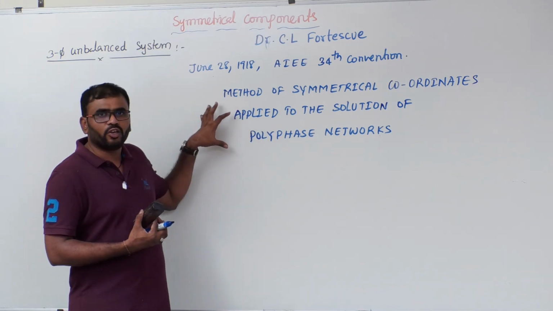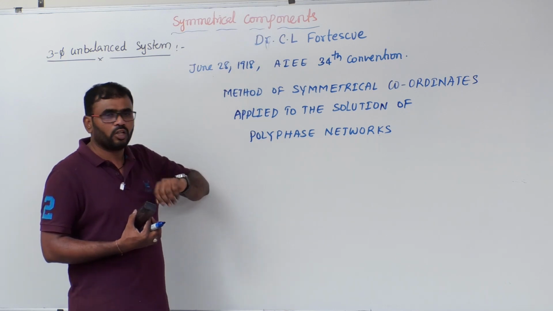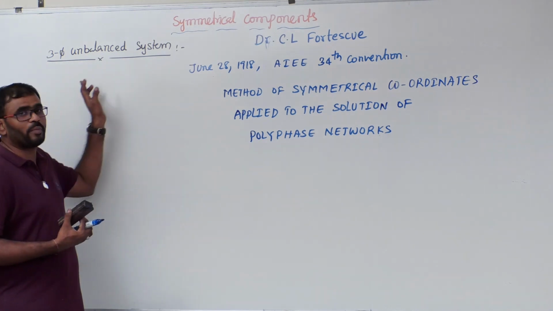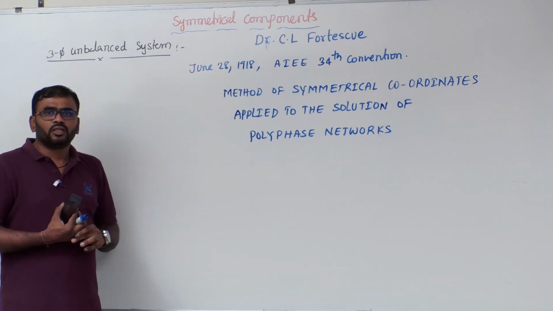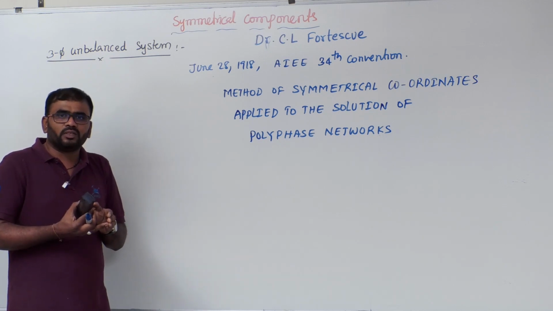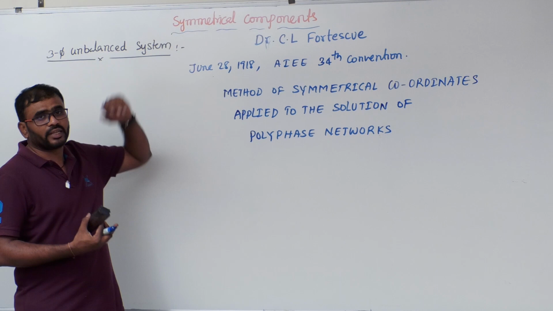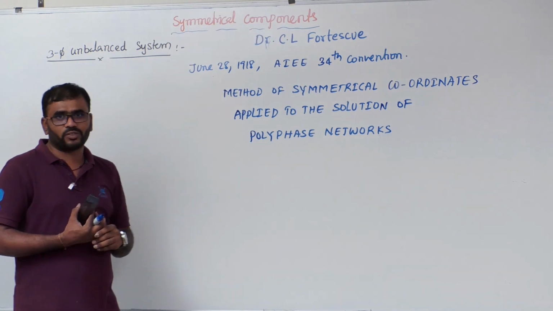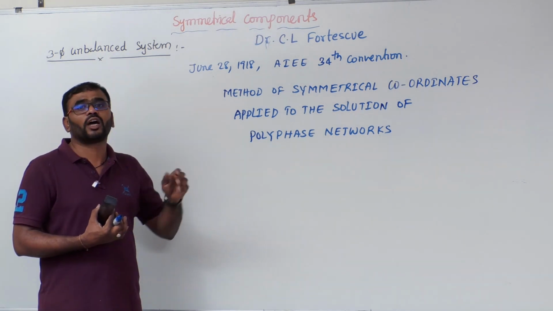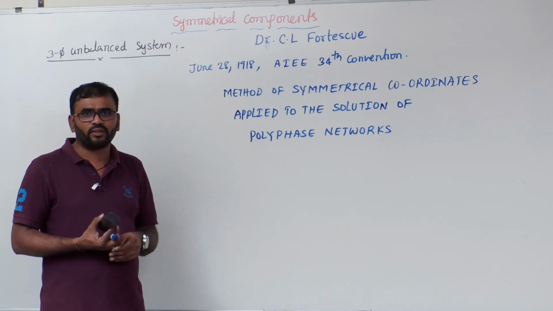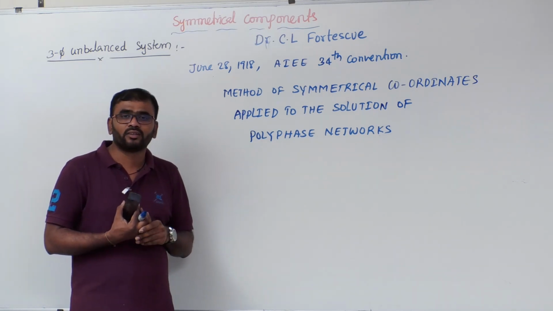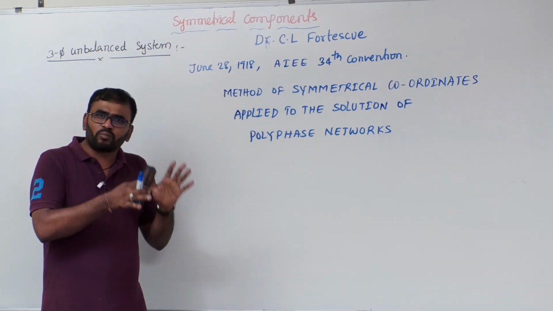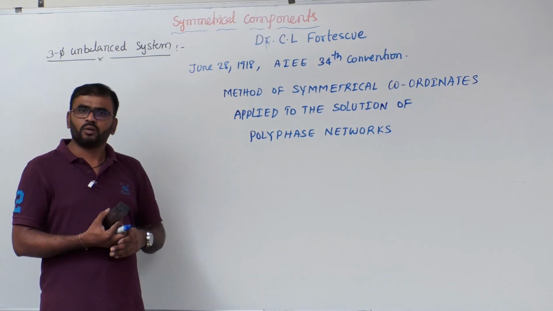According to the theory developed by Dr. C.L. Fortescue, which is presented in this paper, till today we are using it for solving our unbalanced power system. That means the solution of an unbalanced power system can be easily obtained by symmetrical components. Again I am saying, it was developed by Dr. Fortescue exactly 102 years back, 2020 today, 1918, and till today we are using the same theory for solution of our unbalanced power system.